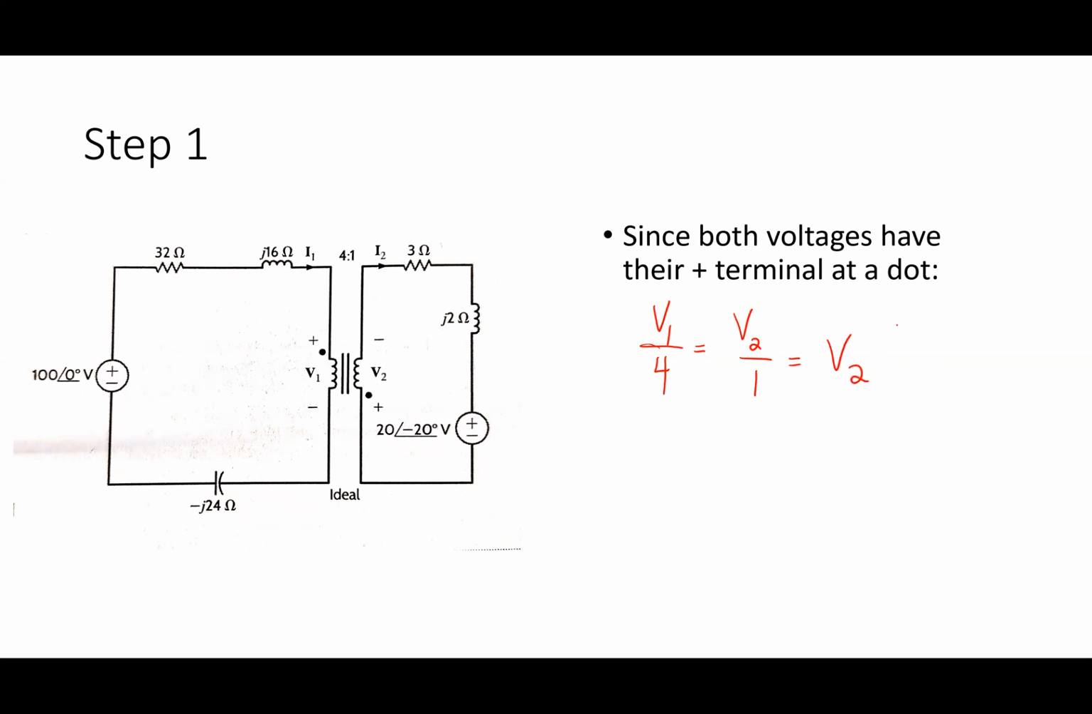So the 4-to-1 is what I call my turns ratio. You would never have a transformer with 4 turns and 1 turn. Most likely it's 250 and 1,000 or something like that. But it's a ratio of turns. In this case, there's 4 times the number of turns on the primary as there are in the secondary, so there's more voltage over there. V1 has 4 times V2. So that's step 1. It's that straightforward.